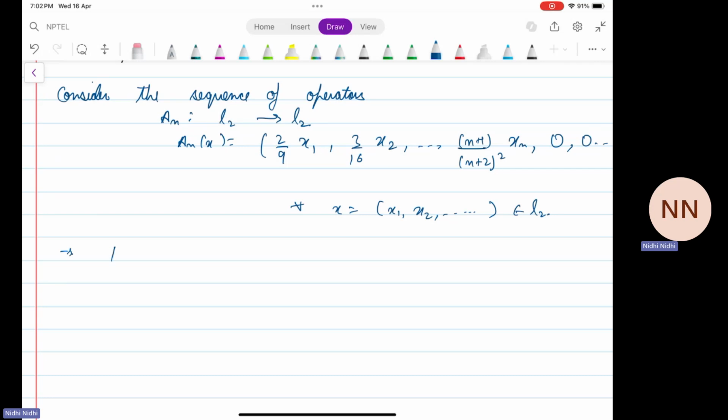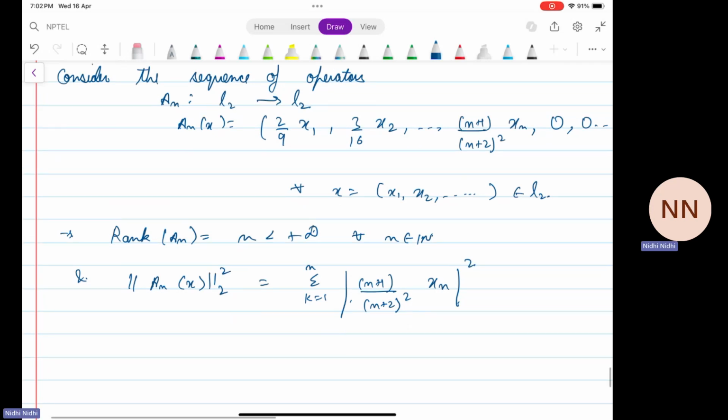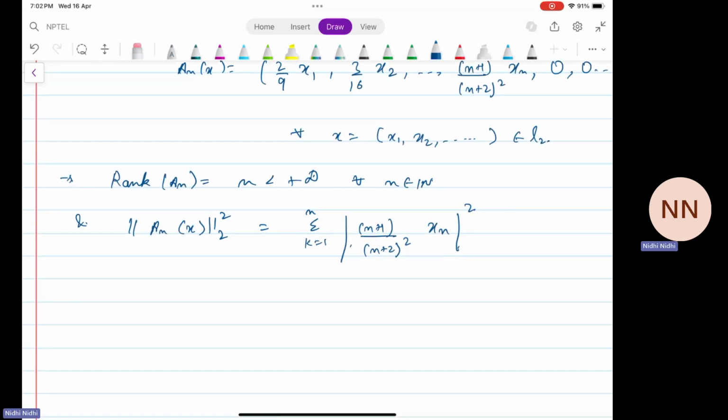This implies clearly the rank of A_n is n, which is finite for every n. And the L2 norm squared of A_n x is equal to the summation k from 1 to n, because the rest of the terms are 0, of ((n plus 1) by (n plus 2)) whole squared times x_n squared. Now since ((n plus 1) by (n plus 2)) whole squared is less than or equal to 1, this is less than or equal to the summation k from 1 to n of x_k squared.